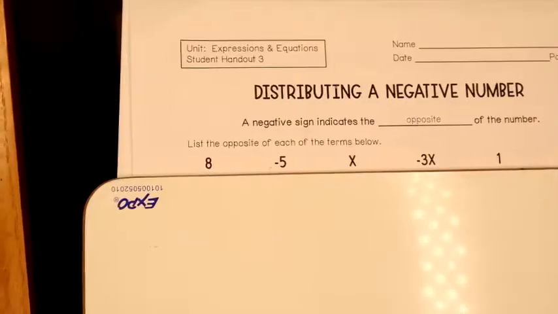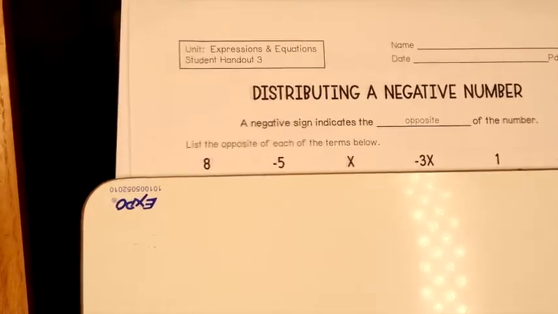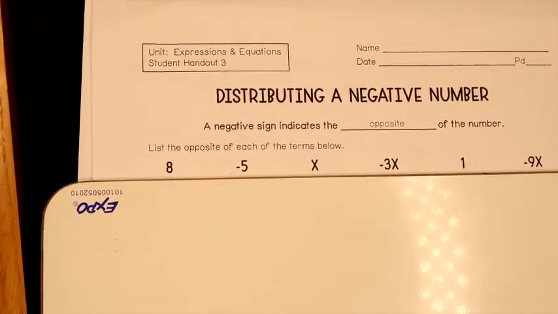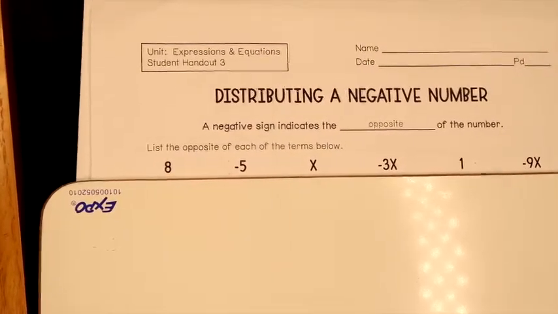So we're gonna move on, and we are going to be working on the first worksheet. Oh, and that is the homework sheet. No, yep, the first worksheet. It says Expressions and Equations, Student Handout 3. All right, so here's your first handout. It says distributing a negative number.